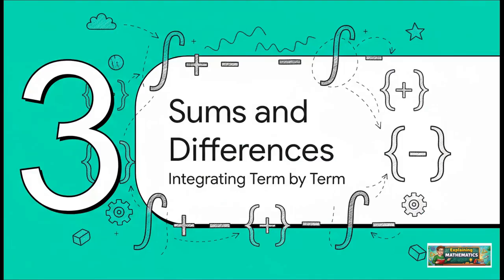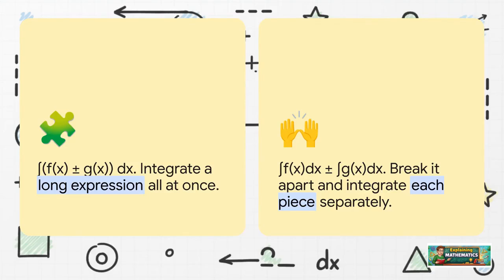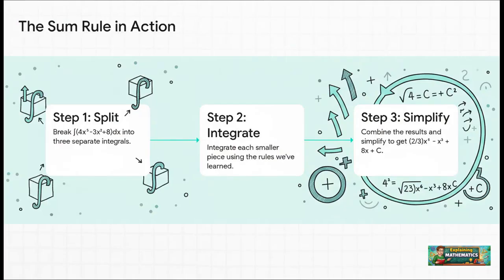Okay, we've totally mastered integrating single terms, but what happens when you have a long expression with a bunch of terms being added and subtracted? This is where we learn to combine our skills. This rule is awesome because it's all about making our lives easier. If you have to integrate a long chain of terms, you can just break it apart, integrate each little piece by itself. This lets us turn a big, intimidating problem into a bunch of small, easy ones that we already know how to solve. Let's look at this example.